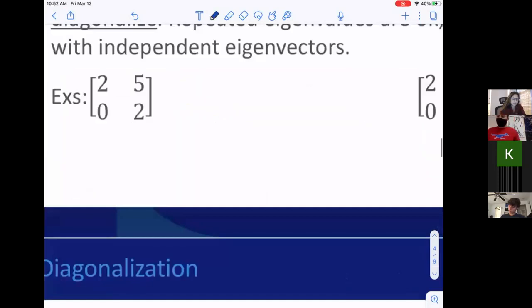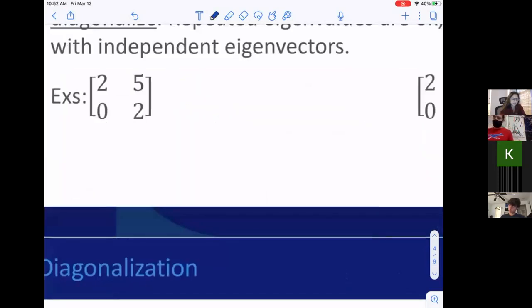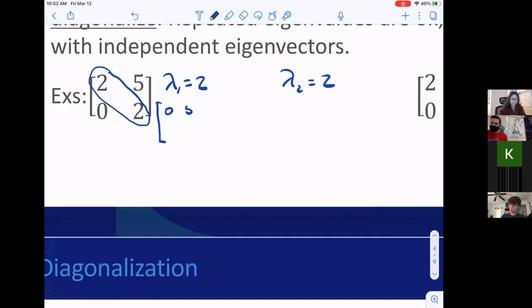So for example, if we had 2, 5, 0, 2, I picked some easy ones so I don't have to spend a bunch of time refinding eigenvalues. This one will give us eigenvalues 2 and 2. Right, it's a triangular matrix, which means it's just the diagonal entries. If we subtract, we get 0, 5, 0, 0, and we're going to find the null space of that one.